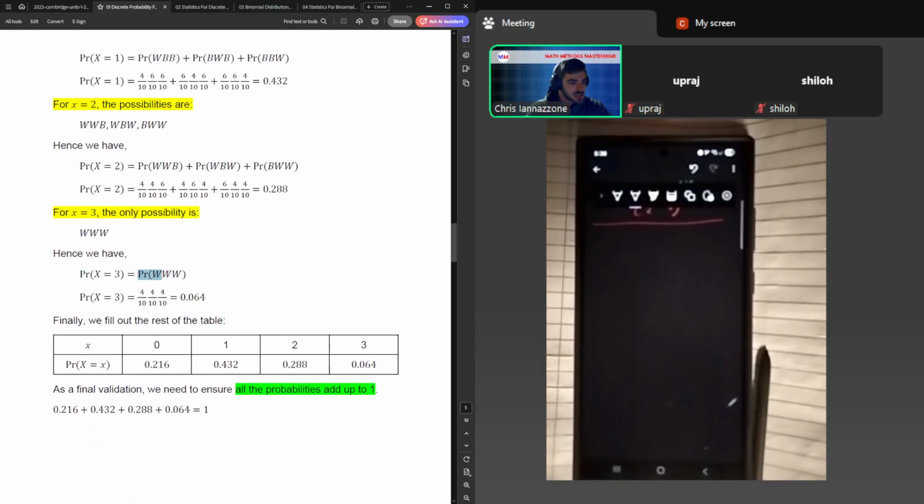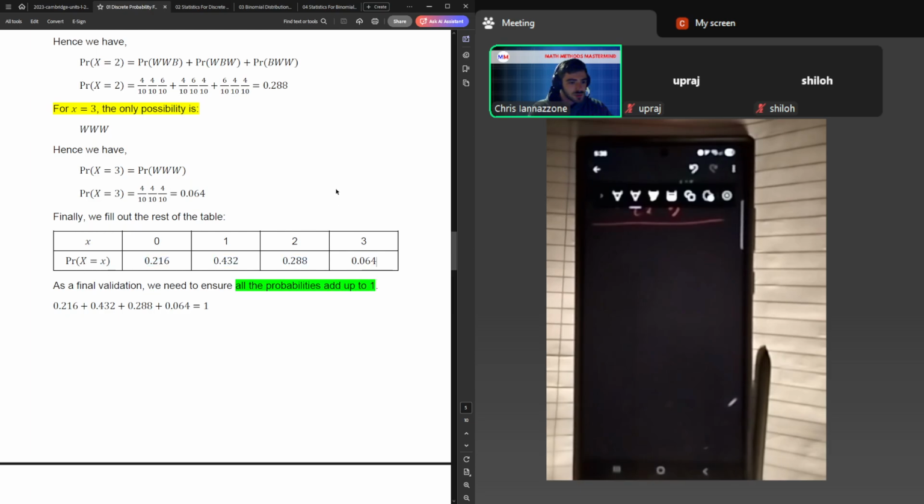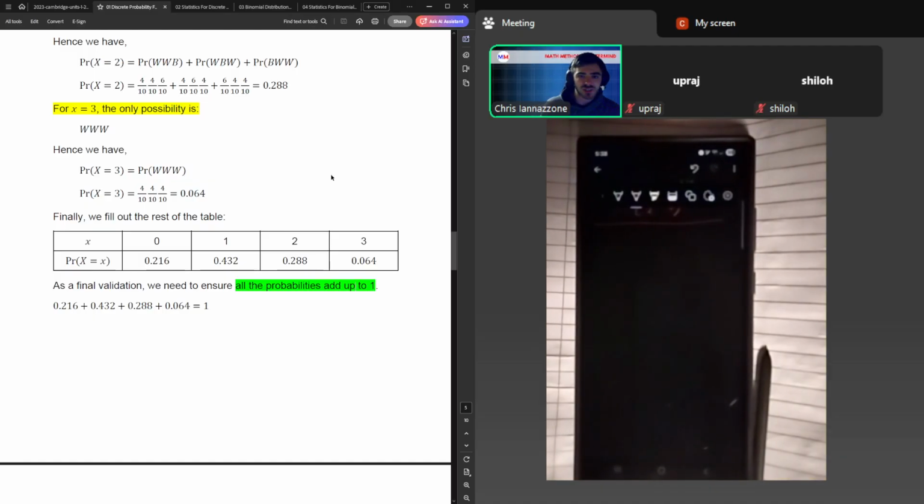And then yeah, capital X equals 3. Well, then you've got all W, so 4 out of 10, 4 out of 10, 4 out of 10. And so you just put those all in the right spots. And a final validation, you might want to add them all up, just making sure that they all add up to 1. That's filling a table. Any questions on that?